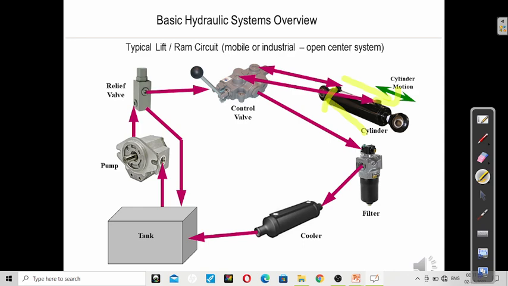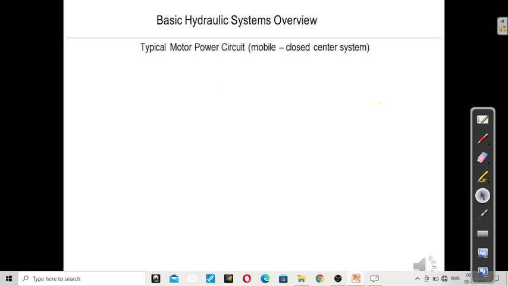Again, the oil will go to the filter. Then from the filter it will go up into the cooler. Why does it go to the cooler? Because this pressurized oil is very hot, so it should be cooled before going to the tank. So this is the overall view of the hydraulic system.